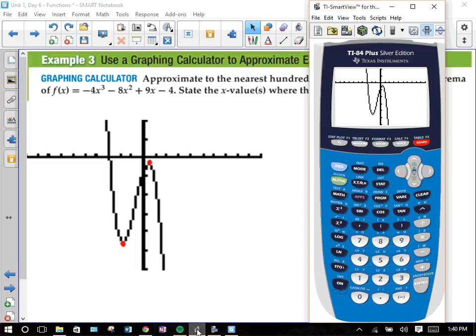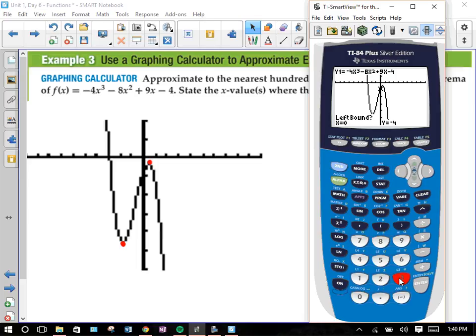So here's how you find this on your calculator. You definitely need to know how to do this. It makes your life easy. Anytime you want to figure something out about your graph, hit second, trace. There's all kinds of things here. Do you want to figure out a minimum or a maximum first? Minimum? Okay, hit 3.